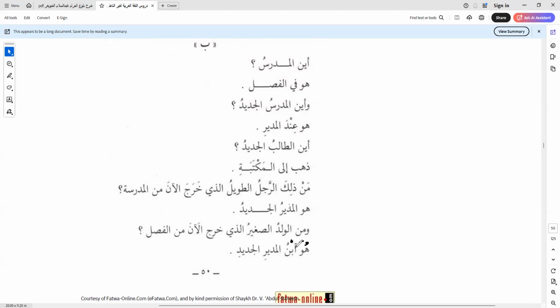ابن. Now remember, this is what we call Hamzatul Wasl. So it's not read because it's in the middle. So we have to connect the huwa with the ba. And then we say huwa ibnul mudiri. Look at that. Mudiri jadidi. So here the noun, which is mudir, is matching with the adjective jadid in terms of definitiveness. Al.